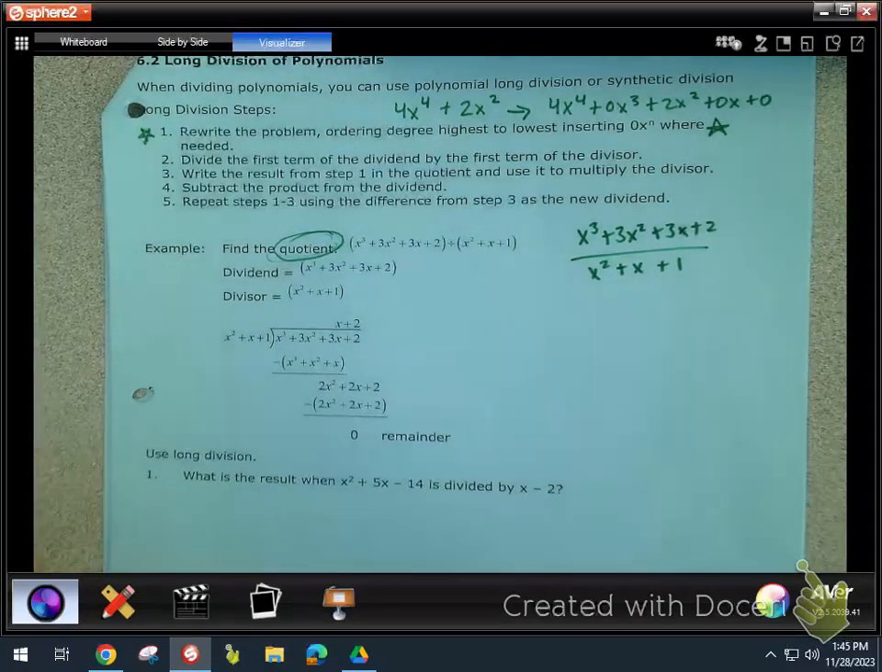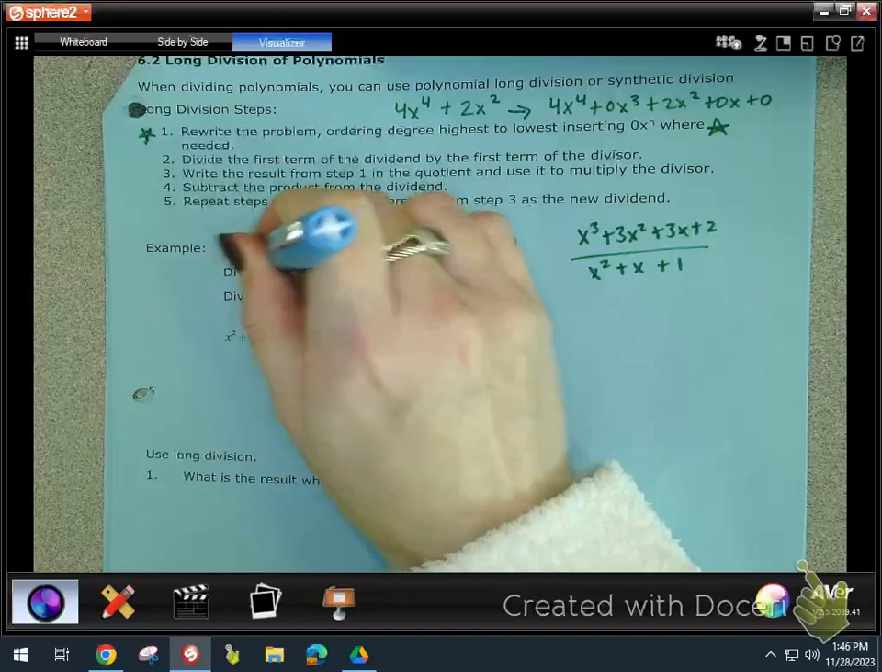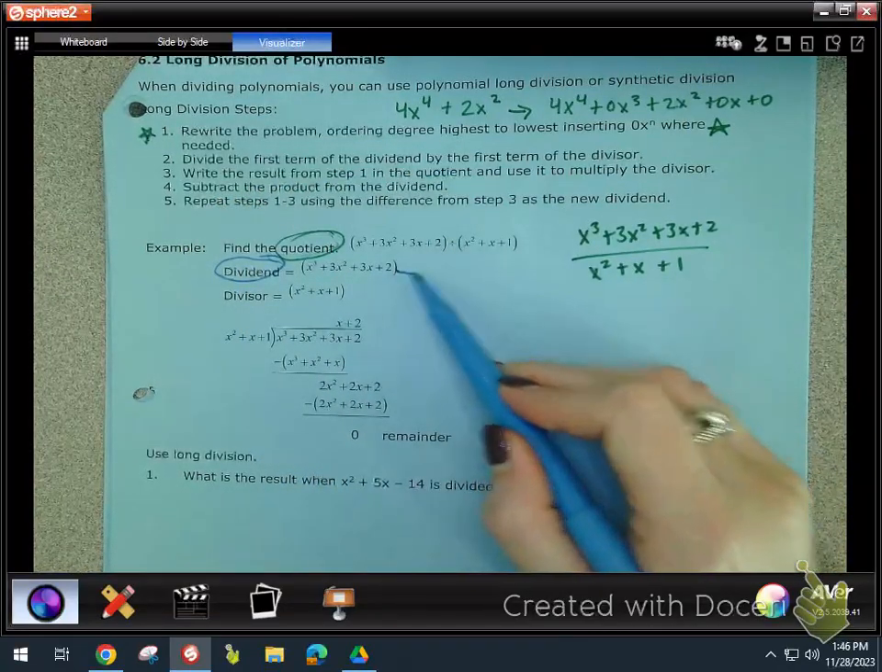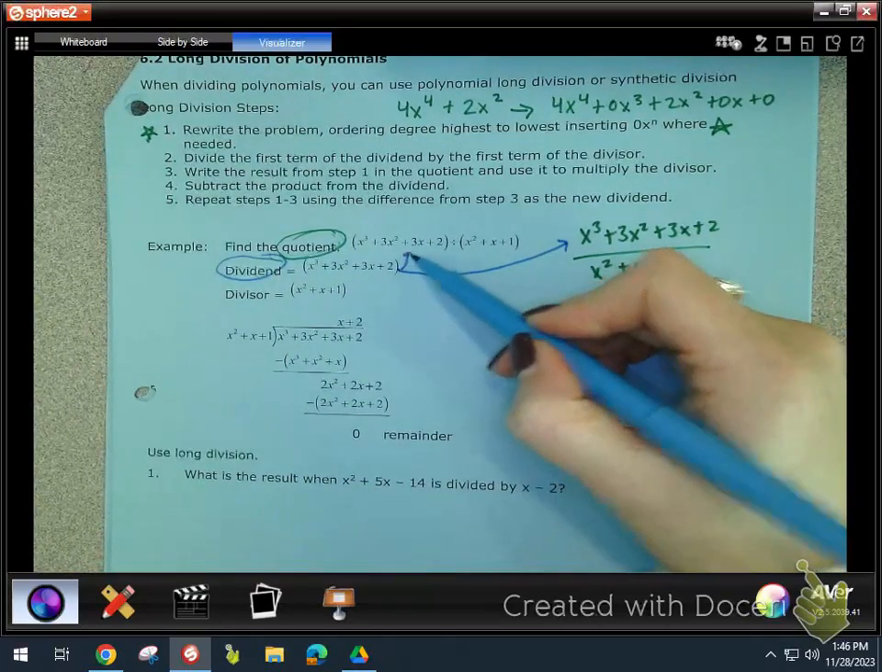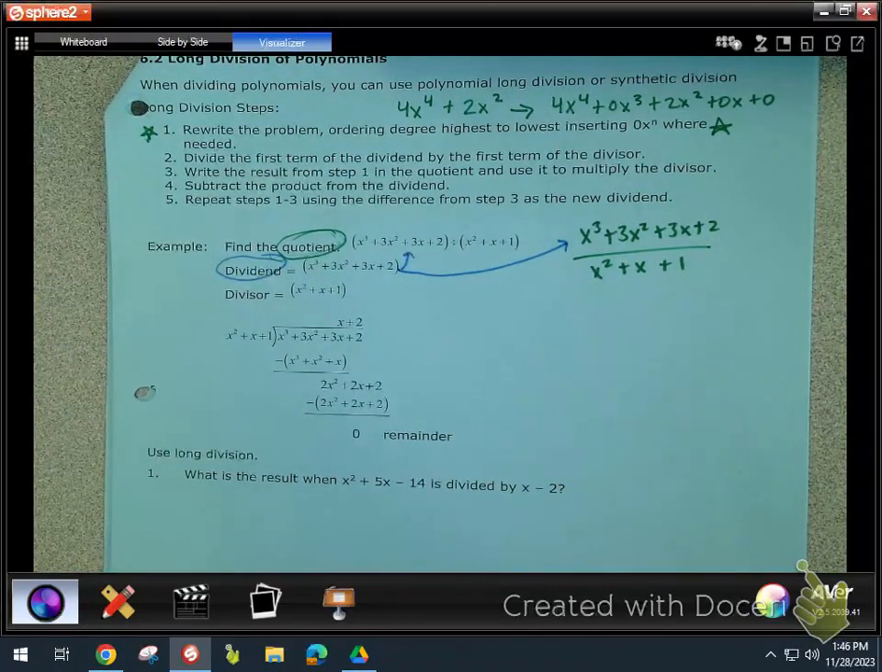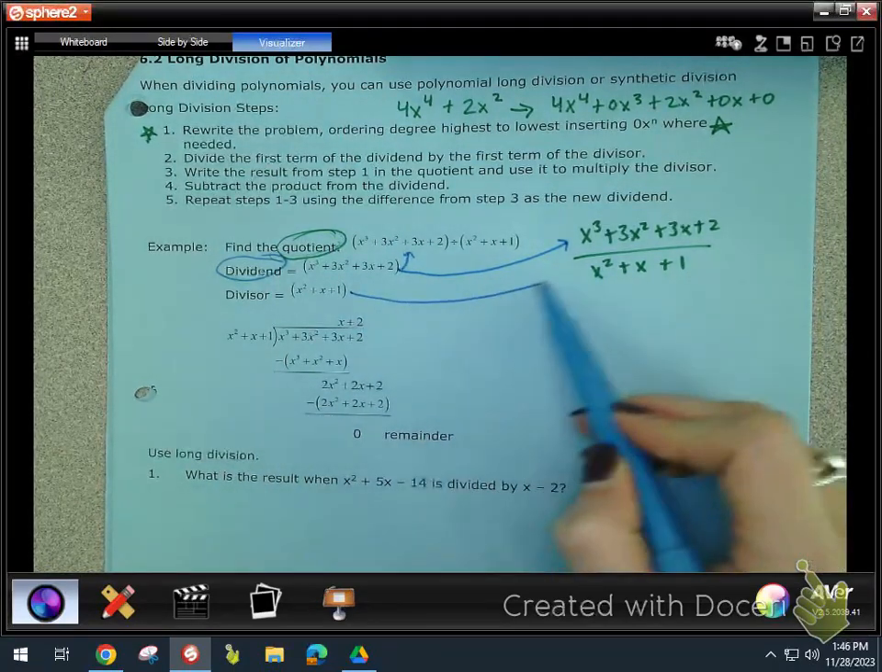But I do want you to know some vocab here, because I'm going to be using this vocabulary. So the first one is dividend. So dividend is either the polynomial on the top or the polynomial on the left of the division sign. It's typically going to be the higher power, higher degree, and that is your dividend. It needs to have no missing terms, so you would put zeros in if needed. And then your divisor is what you are dividing by.